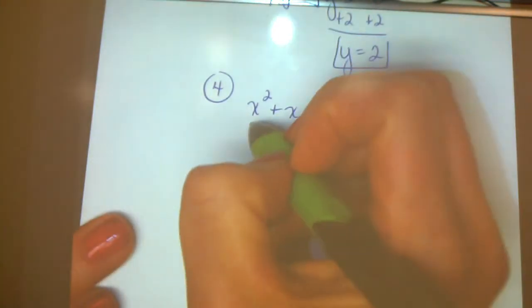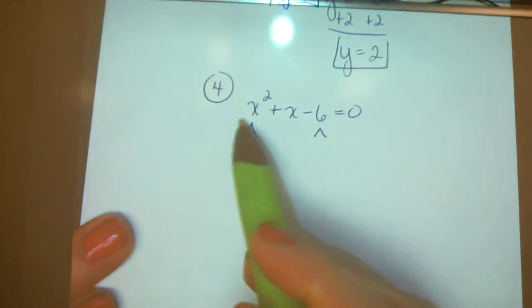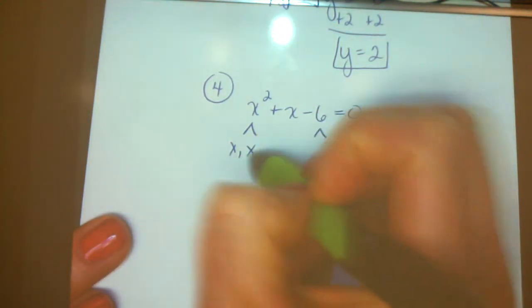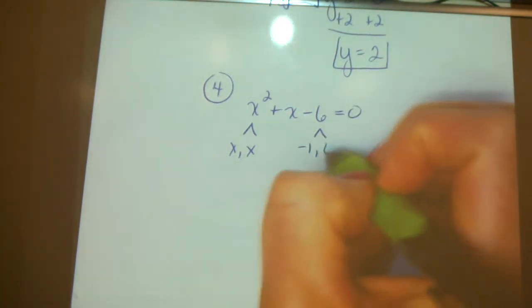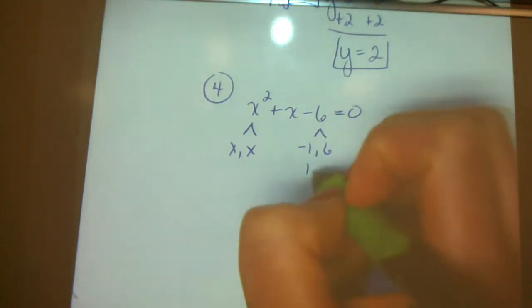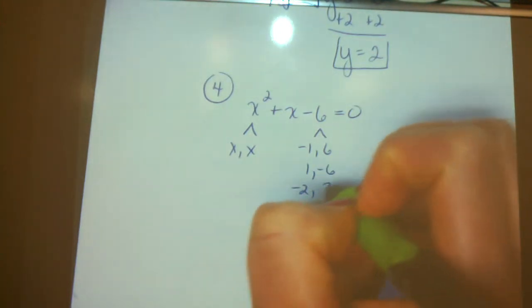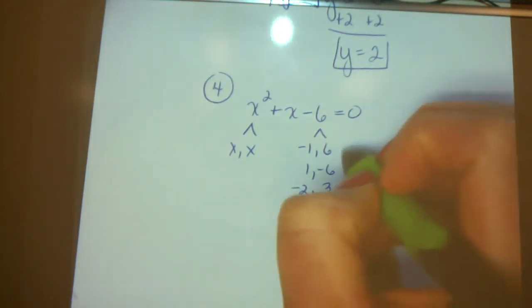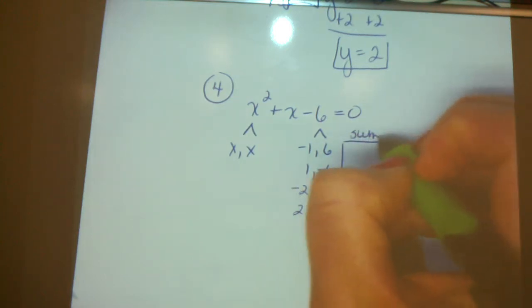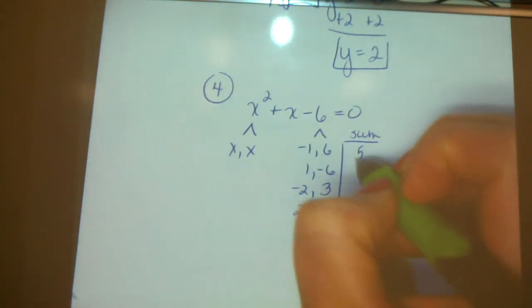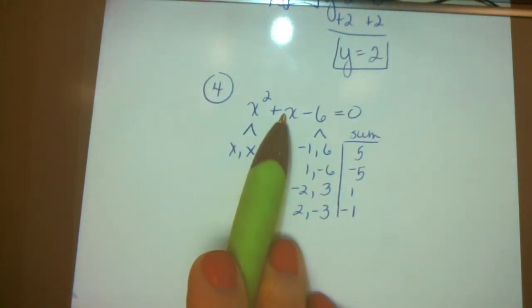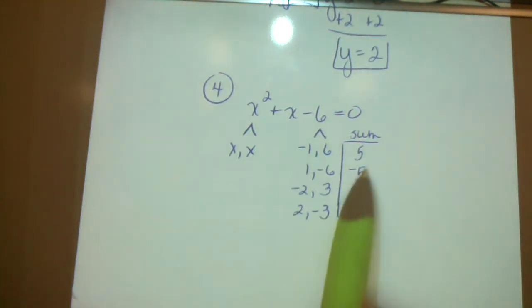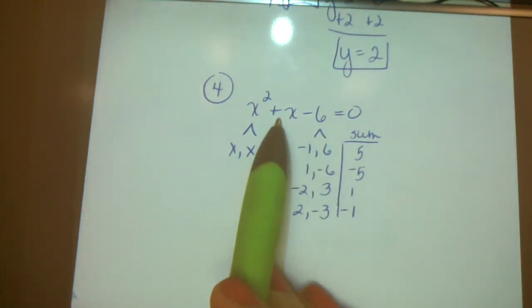All right, let's see. X times x gives us x squared. Now I need to think of 2 numbers that, when I multiply them together, give me a negative 6. Well, I could have negative 1, 6. I could have 1, negative 6. I could have negative 2, 3. I could have 2, negative 3. Let's take the sum. I've got 5, negative 5, 1, and negative 1. I'm looking for that number, which is 1. Remember, I'm looking for one of these numbers to match the middle number.